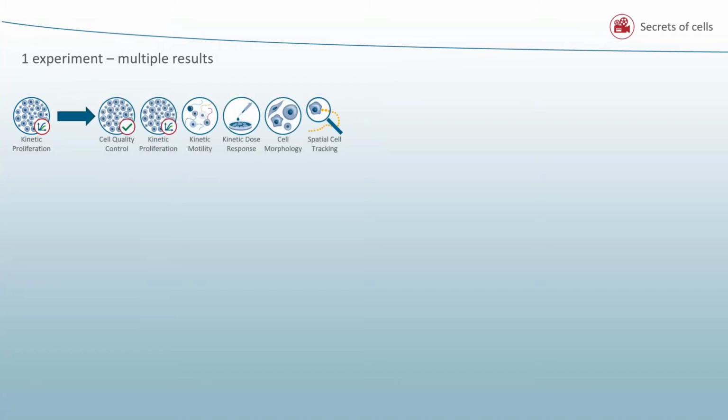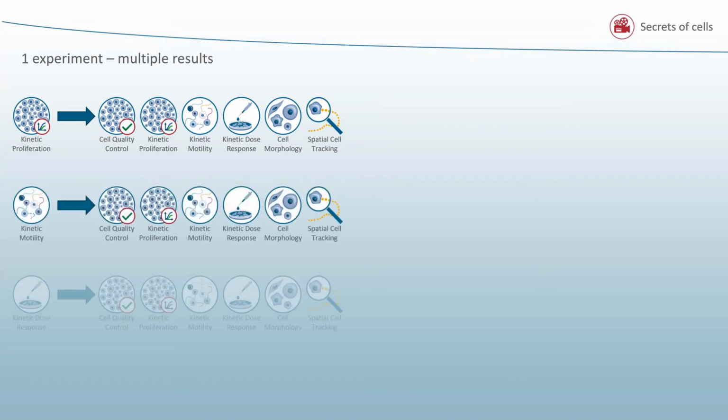So how does the reanalysis work? As all the information is stored inside the software and in the images, AppSuite software lets you reanalyze the experiment. For example, if you start the experiment with kinetic cell proliferation, after the experiment is done, you can reanalyze the data and get information on cell quality at different time points, reanalyze the cell proliferation, get kinetic cell motility results, kinetic dose response results, analyze cell morphology, or track your single cells or populations.